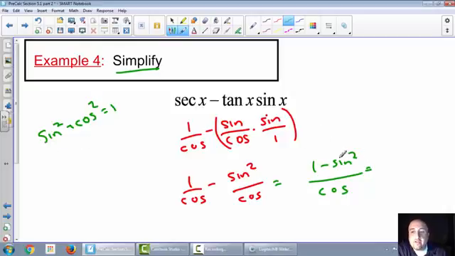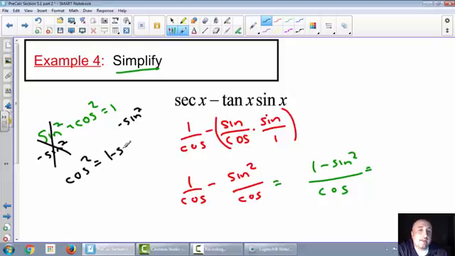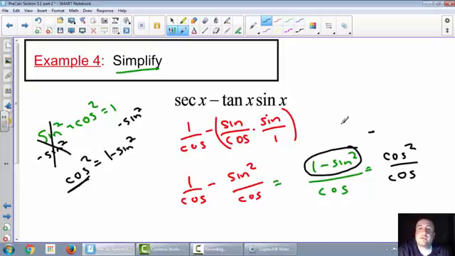Look at what we have on top here. It says 1 minus sine squared. If I subtract sine squared from both sides of the Pythagorean identity, that goes away, and I'm left with cosine squared equals 1 minus sine squared. Well, isn't that what we have here? We have 1 minus sine squared. What does that equal? It's equal to cosine squared. So I'm going to turn my 1 minus sine squared into cosine squared. And what do I have on the bottom? Cosine. So what have I essentially done here?